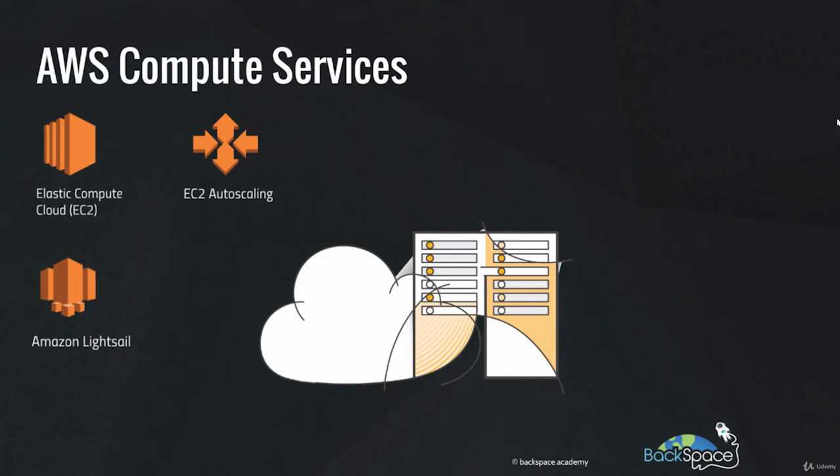Amazon Lightsail is the easiest way to launch virtual servers running applications in the AWS cloud. AWS will provision everything you need, including DNS management and storage, to get you up and running as quickly as possible.